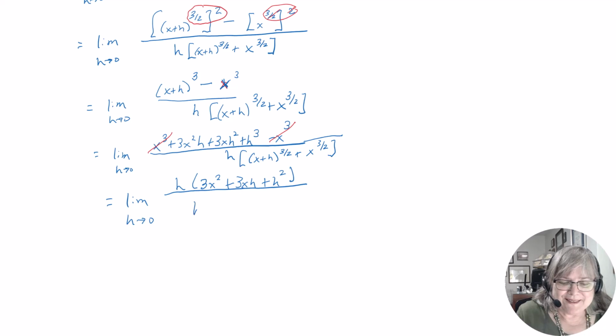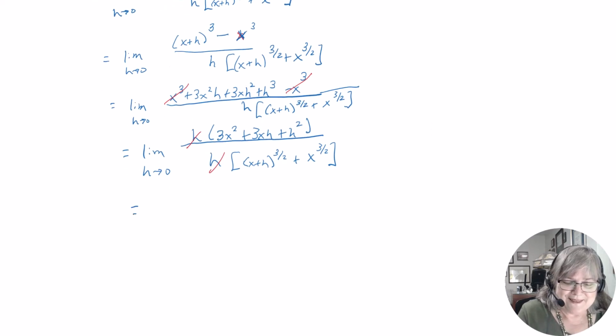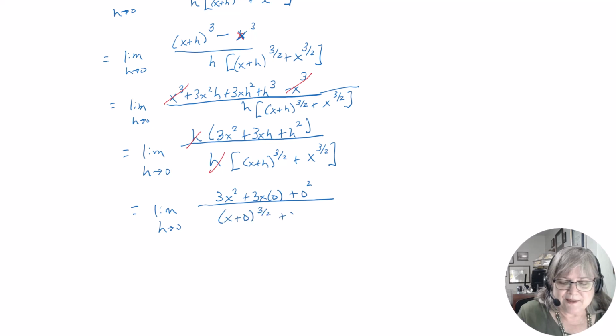So this is still h, and this is still dragging along. I've written all these out, and when I looked over to double check I was still on my path, I went, oh, where did my denominator go? All right, so here we go. So this h cancels this h. Otherwise, I would have had nobody down there but a 1, and that wouldn't have worked. So I want to make h go to 0. So you'd have 3x squared plus 3x times 0 plus 0 squared over x plus 0 to the 3 halves plus x to the 3 halves.